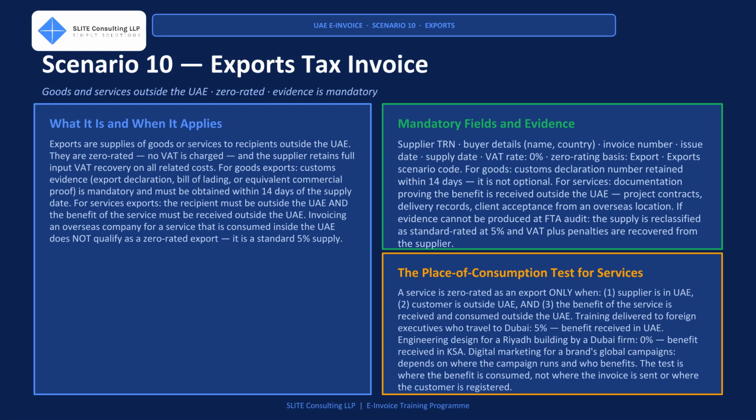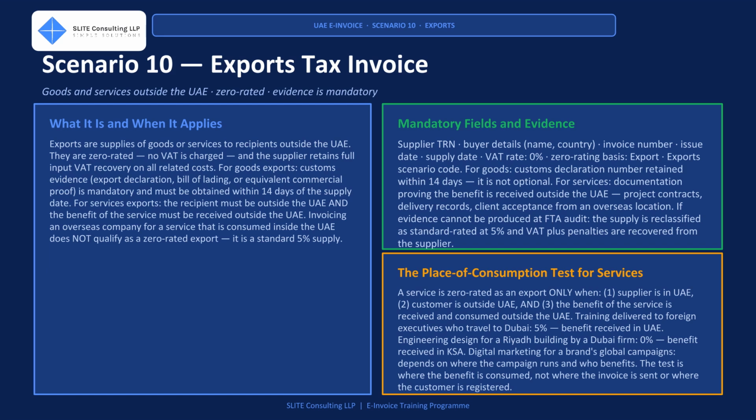For services exports, 2 conditions. The recipient must be outside the UAE, and the benefit of the service must be received outside the UAE. This second condition is where most disputes arise. Invoicing an overseas company for a service that is consumed inside the UAE does not qualify as a 0-rated export. It is a standard 5% supply.